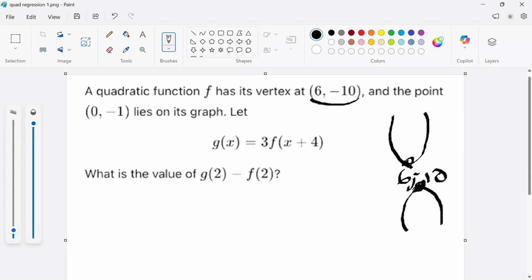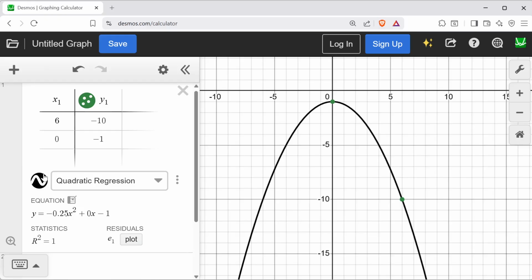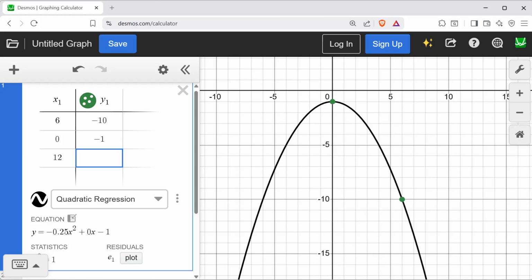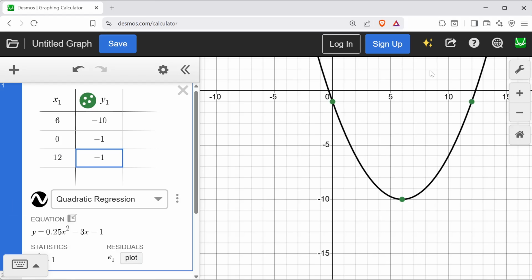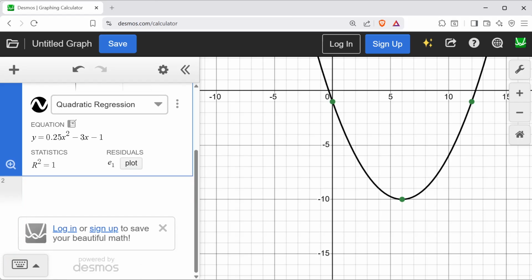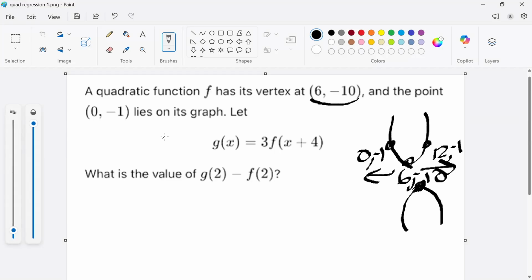So I have this point 0, negative 1. That's 6 to the left of it, so I've got to go 6 to the right of it. It's also going to be at negative 1, so 12, negative 1. So if I put that point in, 12, negative 1, now I've got the proper parabola, vertex, and what does it want? It wants g of x equals 3.